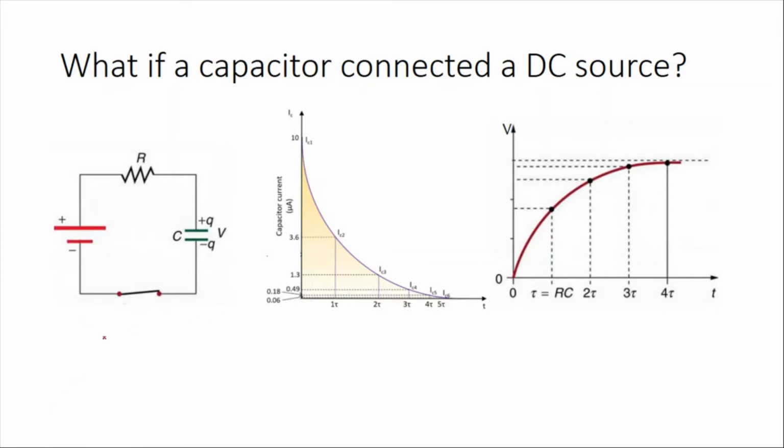We know that Q is equal to CV, or the voltage on the plates of the capacitor equals Q over C. So they are directly proportional. As the amount of charge increases on the plates, the voltage is also going to increase, and then it will stay, it will not change with time after some time.